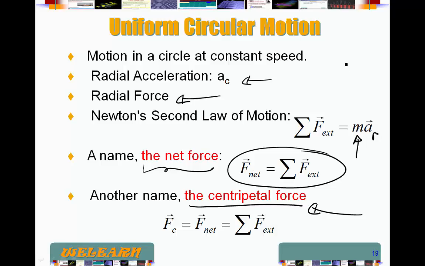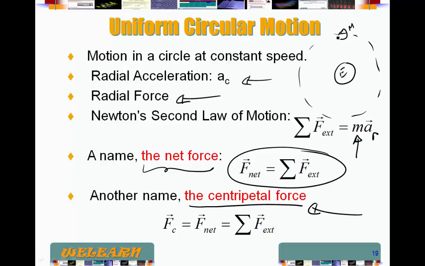An example: Earth, Moon. The Moon is in a circular orbit around the Earth. It's moving around the Earth with a constant speed. So it has a centripetal acceleration. The centripetal acceleration points towards the center of the Earth. Now, if it has a centripetal acceleration, it must have a centripetal force. What's the centripetal force in this case?